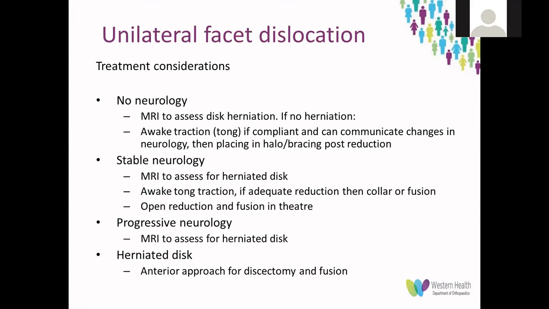The reason you want to check for herniated disc or translation is that if this injury is present, with the reduction you can actually cause the disc to prolapse back and cause cord compression. If there's stable neurology, again, undertake an MRI scan to assess for a herniated disc and try an awake tong traction. Otherwise, you'd be going to the operating theatre for open reduction and fusion, and you can address the disc at that stage. With progressive neurology, MRI scan again, and then look for operative intervention. And with a herniated disc, you'd be looking at an anterior approach like an ACDF to get good access to the herniated disc itself.